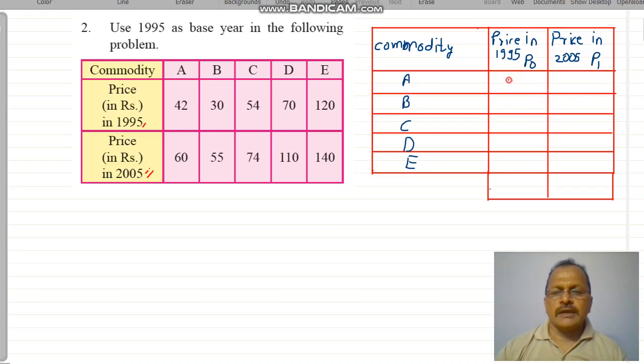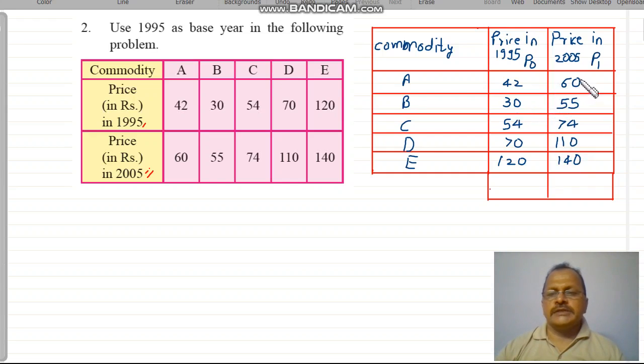The prices are given: 42, 30, 54, 70 and 120, and prices in the current year are given: 60, 55, 74, 110 and 140.